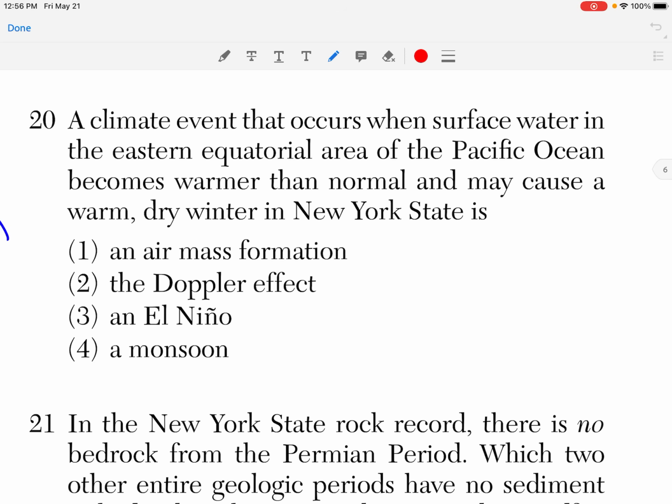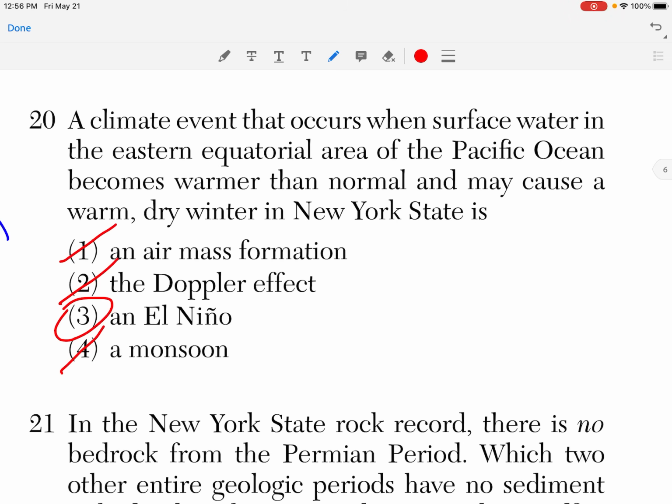Air mass formation happens all over the place, over continents, over water, so it can't be number 1. The Doppler effect is related to astronomy, the idea of things moving and redshift and blue shift with their spectrum, so it's not that. El Nino is the answer to this question, but just to tell you, monsoons are all about extreme amounts of rain in a short period of time, so it's not a monsoon. The answer is El Nino.